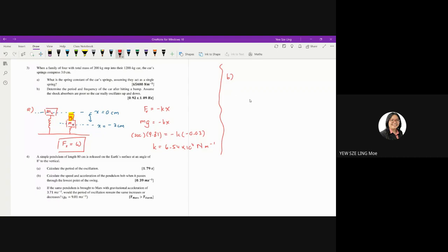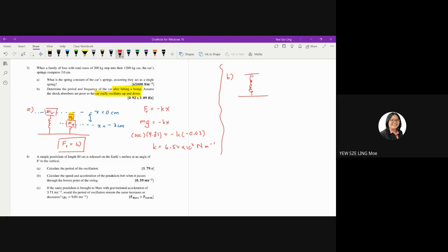Questions B asks you to determine the period and the frequency of the car after hitting a bump. So assume the shock absorbers are so poor that the car really oscillates up and down. Now the car is oscillating. So what happens right here? You still have the spring.